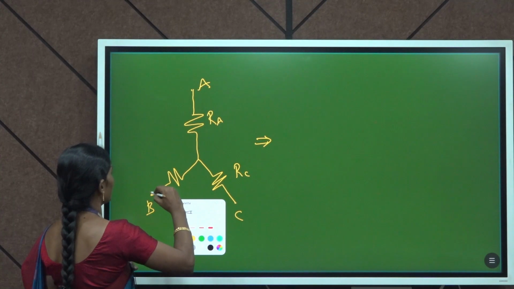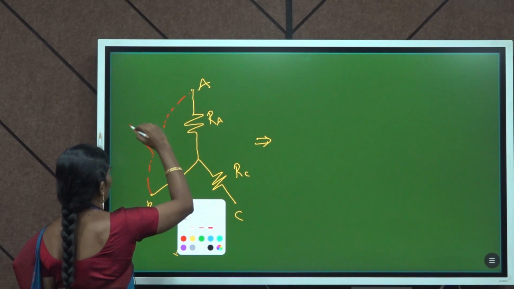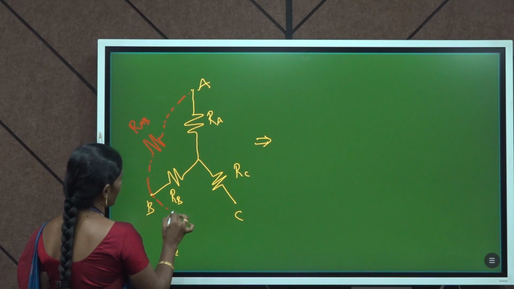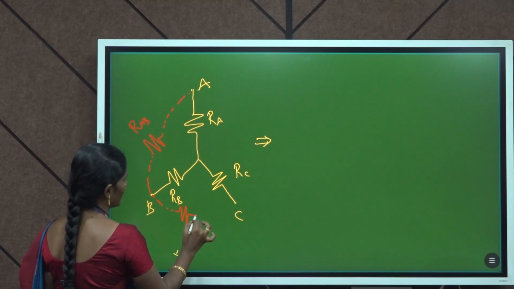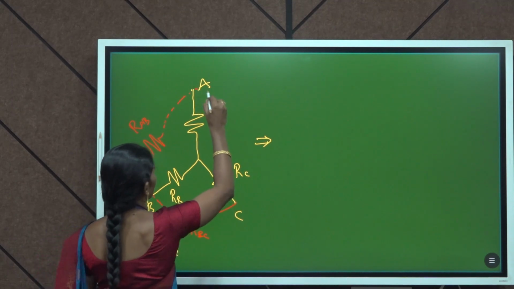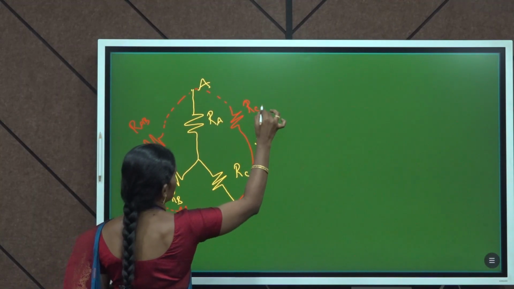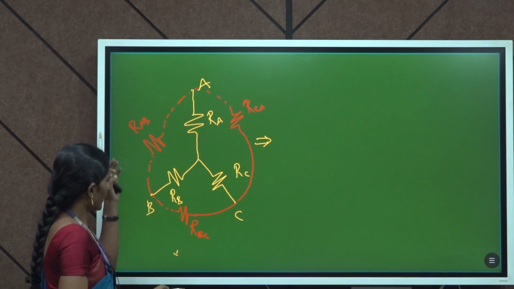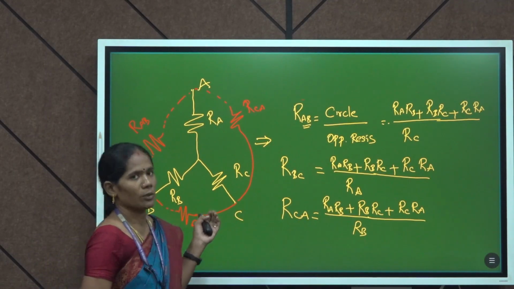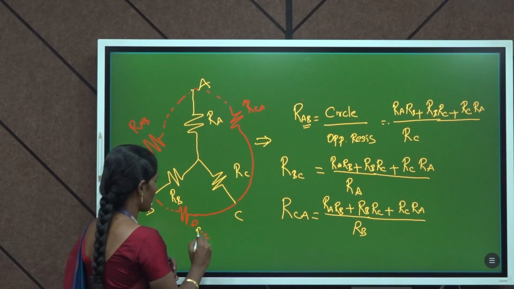By connecting A and B we get the resistance named RAB. This is the delta network resistance RAB. By connecting B and C we get the delta resistance RBC. By connecting A and C we get the delta resistance RCA. How can we find RAB, RBC and RCA? By using this small formula. Now we can find the delta resistances RAB, RBC and RCA.